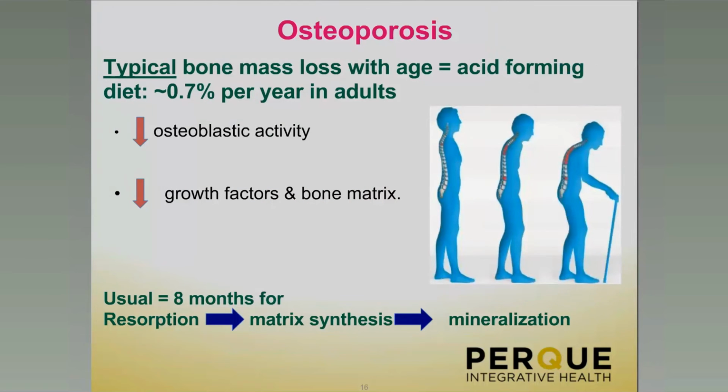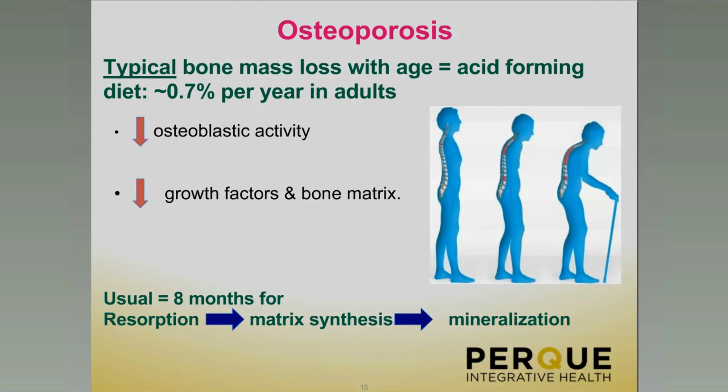In regard to osteoporosis, typical bone mass loss with age means that the acid-forming diet, the standard American diet that contributes acid, that pulls minerals out of the bone, will typically cause about 0.7% of the bone to go away each year. In 10 years, that would be 7%. In 40 years, that would be 28%. So you can see you need to be a long-lived person before that frail activity problem really affects you, but it can start in your young adulthood. The points here are 2. First, there's a decrease in osteoblastic activity, and there's a decrease in growth factors in the bone matrix itself, associated with acidosis, metabolic acidosis, diet-induced acidosis.